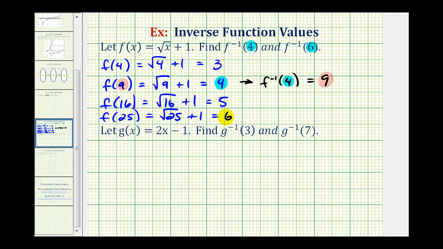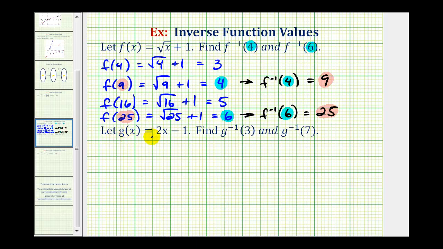Notice how the 6 is the output of function f, which matches the input for f inverse of 6. Also notice the original input for function f was 25. So when function f has an input of 25, the output is 6, which means when the inverse function has an input of 6, the output is 25. So as long as the given function f of x is not too complicated, we can often use this method for determining inverse function values rather than finding the inverse function and then evaluating the inverse function at 4 and 6. Let's try a second example.